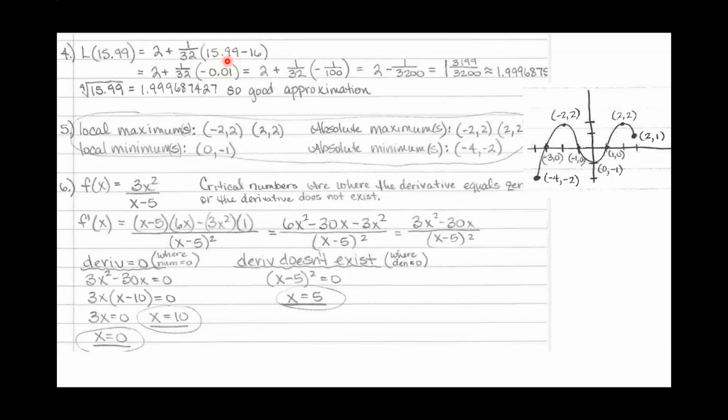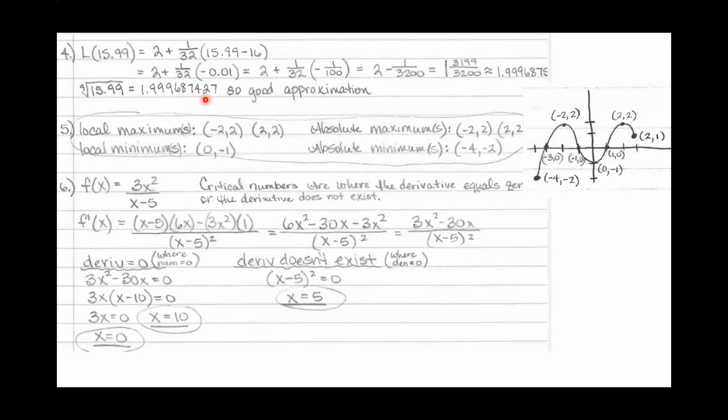So 15.99 minus 16 is going to be a negative 0.01, or negative 1/100. So 1 over 32 times 1 over 100 would be 1 over 3,200. So 2 minus that would be 3,199 over 3,200. Now if you put that in to get a decimal approximation, you get 1.9996875, and the actual value of the 4th root of 15.99, you can see, this is a really good approximation of what that actual value would be.